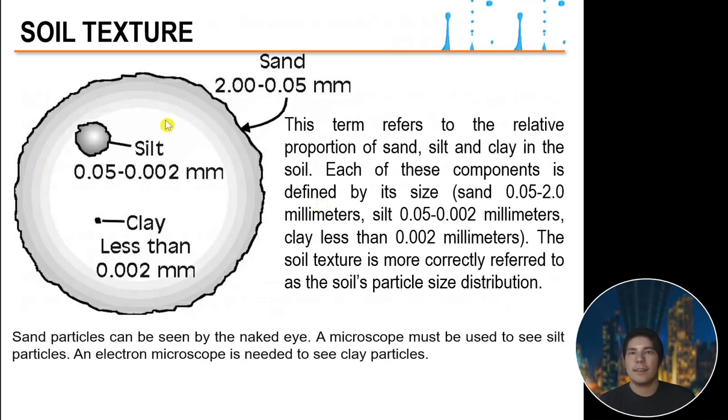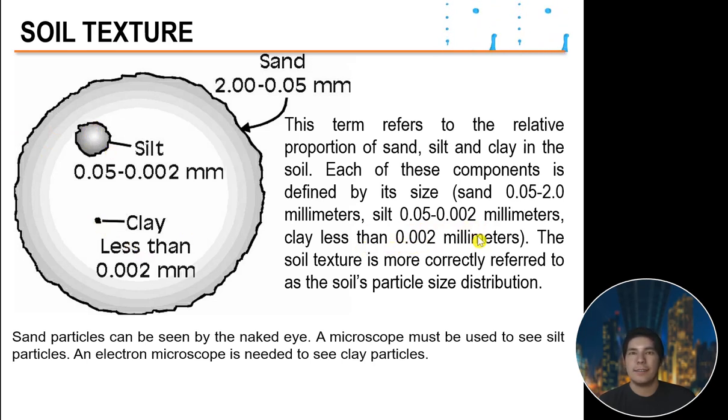So in terms of sizes, makikita natin dito yung comparison nila. So this term refers to the relative proportion of sand, silt, and clay in the soil. So each of these components is defined by its size. So pag sand, around 0.05 to 2 mm. Makikita mo yan dito, 2 mm. So malaki na siya, no? Pero itong silt is mas maliit, no? Around 0.05 to 0.002 mm. So ito yun, no? Yung clay yung pinakamaliit, no?